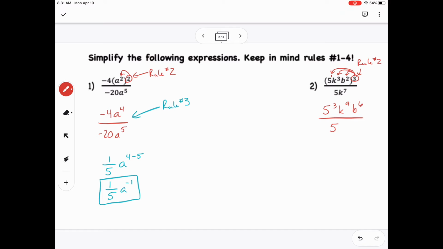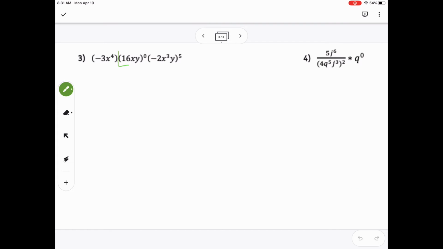And then from there, it looks like I have some more rule number 3 going on, where I can divide like bases. Now, you can either choose to take the 5s and subtract them, or you can just change 5 cubed to 125. Either way, it doesn't matter. So in this case, I chose to change it. So I have 125 divided by 5, k to the 9th minus 7th, and since there's no other b in the denominator, I just leave it as b to the 6. So that gets me 25 k squared b to the 6 as my final answer.